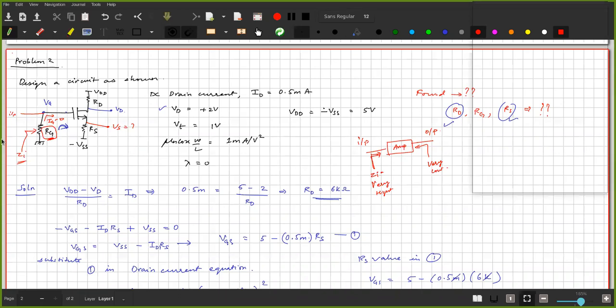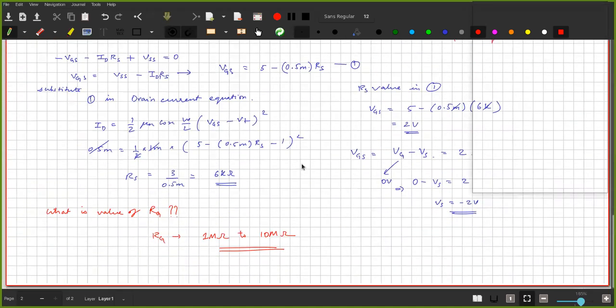When I draw the small signal model of this, it will become very apparent. But here, the RG value which you take should be high enough to offer high input impedance. The purpose of having this high input impedance here and low output impedance here is for impedance matching. This you already know. That is why RG is taken in the range from 1 to 10 mega ohms.